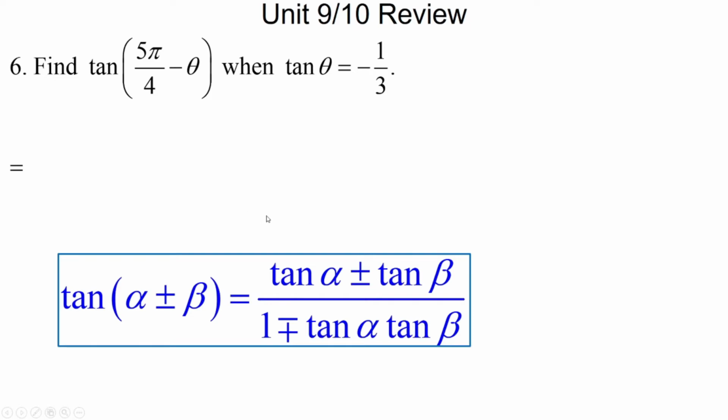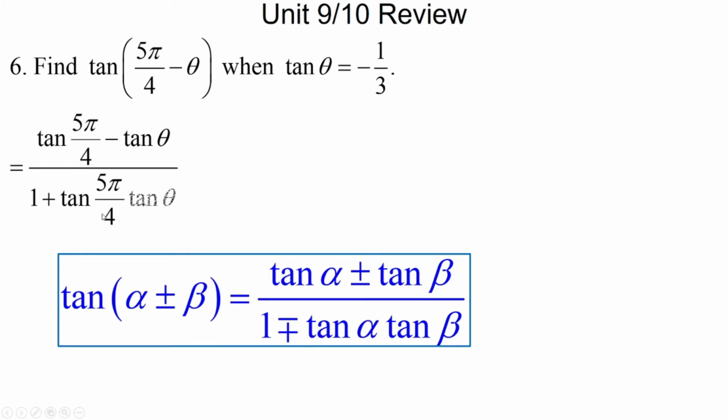So let's go to work here. All right. Tangent of 5 pi over 4. Okay. And let's see, we have a minus here, so I need a minus there. And then tangent of theta, or I could put negative 1/3 in right now. Tangent of theta. And then I've got a 1 and a plus, because this is a minus, making this a plus. You see the plus minus and minus plus right there. And then you've got your tangent of the 5 pi over 4, and times the tangent of that theta right there. Okay, so let's substitute and solve for tangent of 5 pi over 4.